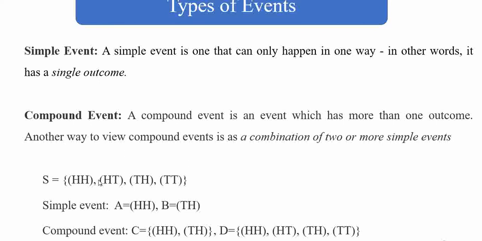So you can take two outcomes from them, or you can take all outcomes. That makes a compound event, and as you can see in the definition, a compound event is a combination of two or more simple events. So you can combine these two as well to make a compound event. Simply, a simple event is an event which has a single outcome, and a compound event is an event which has more than a single outcome. It can be a combination of two or more simple events.